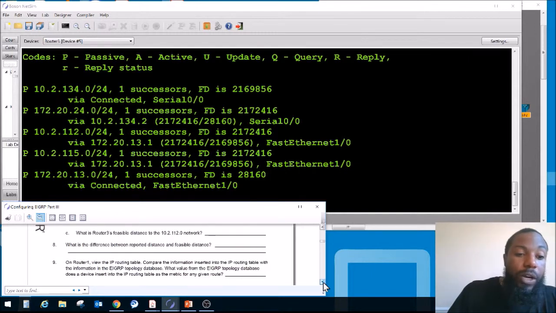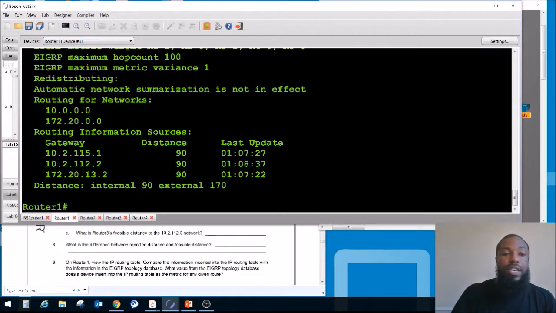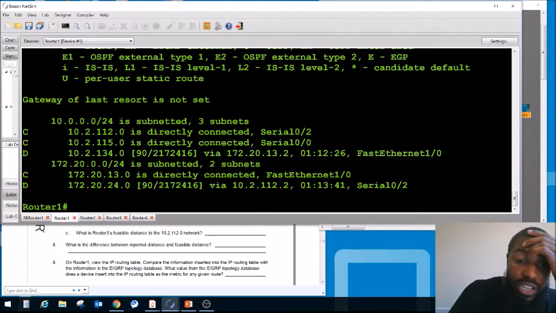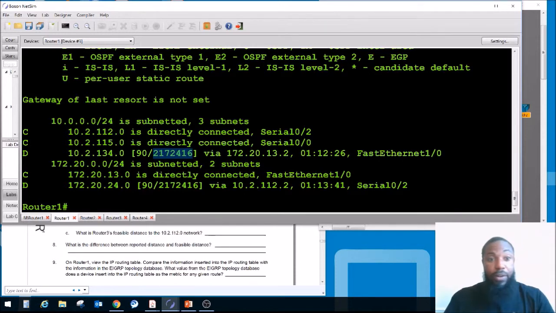Anyway, on router 1, view the routing table. Let's go to router 1, which is located here. View the routing table. Show IP route. Compare the information inserted in the IP routing table with the information in the EIGRP topology database. What value of the EIGRP topology database does a device insert into the routing table as the metric for any given route? The value would be the metric. That would be that right there.